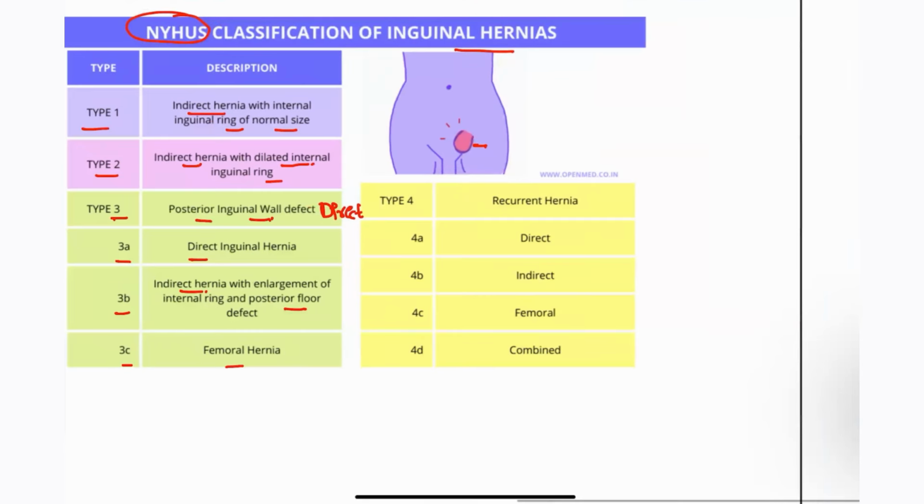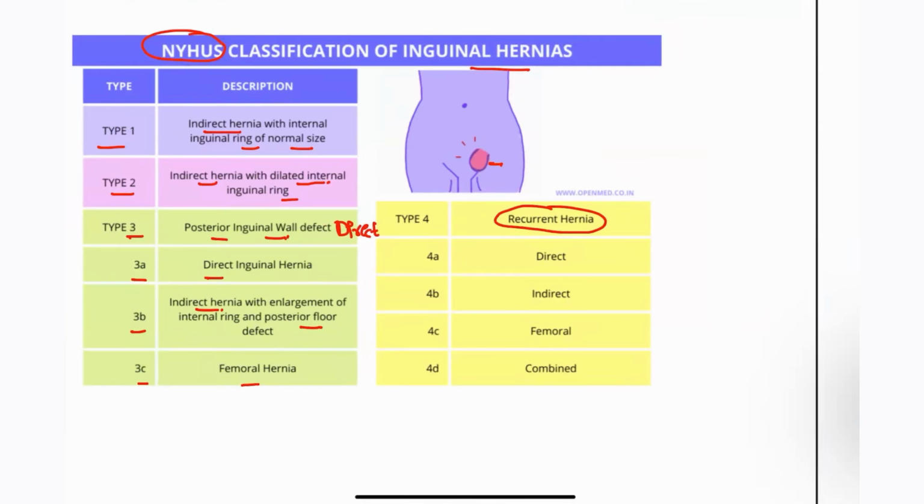So type 4 is the recurrent hernia. 4A is for the direct recurrent, 4B for the indirect recurrent, 4C is for the femoral recurrent. 4D is a combination, either AB or BC or CB. Like that it is going to be seen.